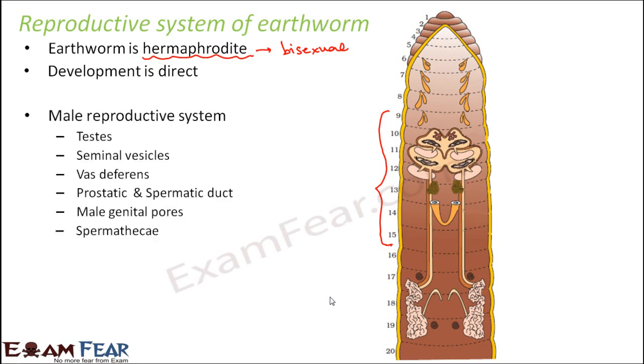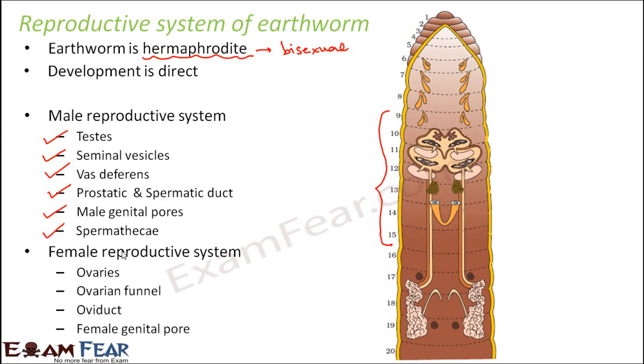The male reproductive system consists of the following important organs: testis, seminal vesicles, vas deferens, prostatic and spermatic duct, male genital pores, and spermathecae. Now many of these terms are already known to you when we spoke about the reproductive system of human beings. Like you already know testis, seminal vesicles, vas deferens, all these things are already known to you. Anyways, we will talk about it again here. Female reproductive system consists of the following important parts, that is ovaries, ovarian funnel, oviduct, and female genital pore. Now let us see where each of them are located and what is their function.